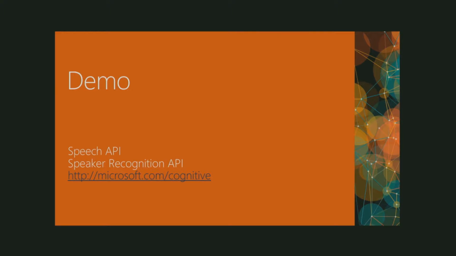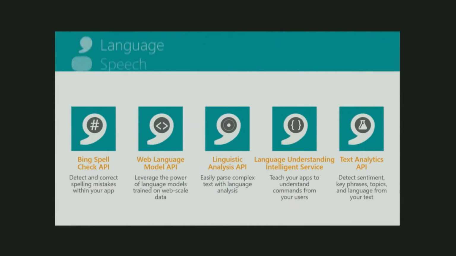OK, so we just saw this. Let's jump now to the next thing, which is language. There are so many cool things in here. I wish I had time to dive into more of these, because these are really cool. Spell checking obviously does what you think it does. You send it up and it sends it back with spell check. Linguistic analysis is actually kind of fun. It does part of speech processing. So some really neat stuff in there.